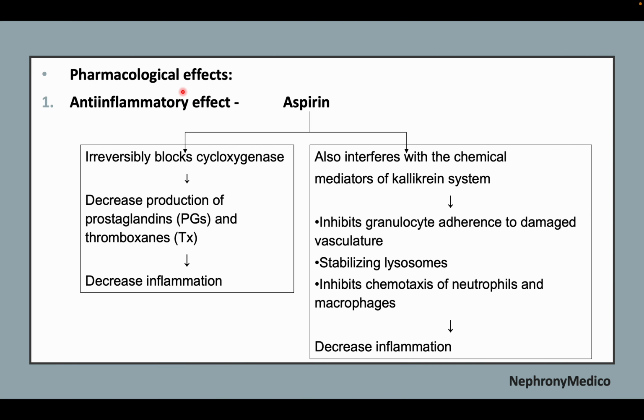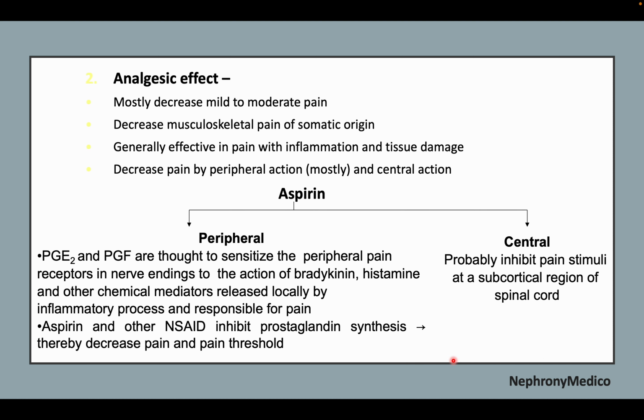Now, pharmacological effects. First is the anti-inflammatory effect. Aspirin irreversibly blocks cyclooxygenase, which leads to decreased production of prostaglandins and thromboxanes, leading to decreased inflammation. It also interferes with the chemical mediators of the kallikrein system, inhibits granulocyte adherence to damaged vasculature, stabilizes lysosomes, and inhibits chemotaxis of neutrophils and macrophages, leading to a decrease in inflammation.